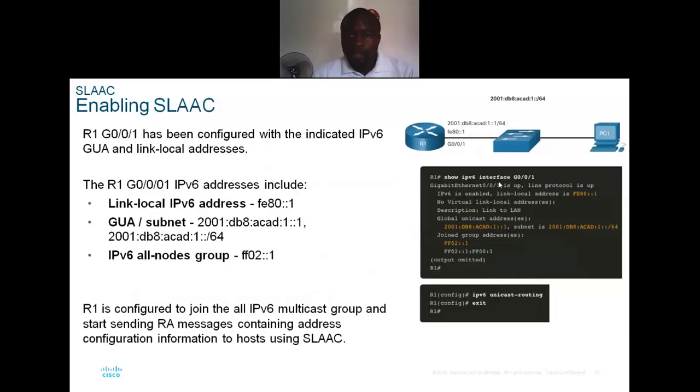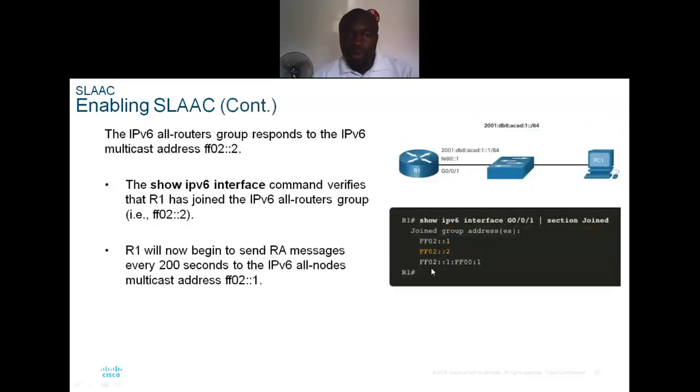You enter the interface and you enter ipv6 unicast-routing, and that is all. Here you see show ipv6 interface G0/1 tells us the IP addresses that are there.